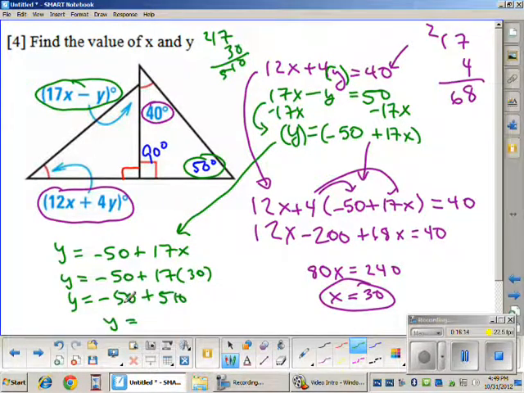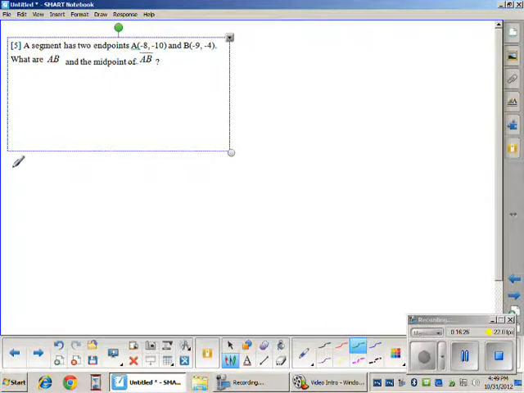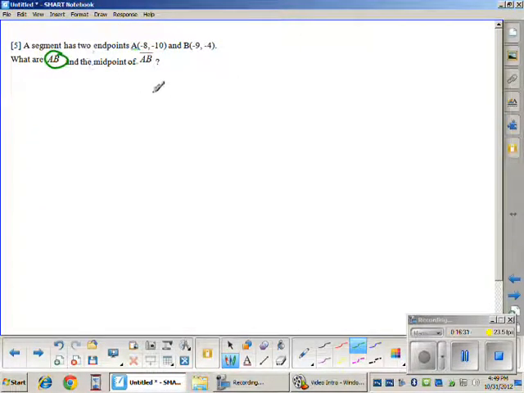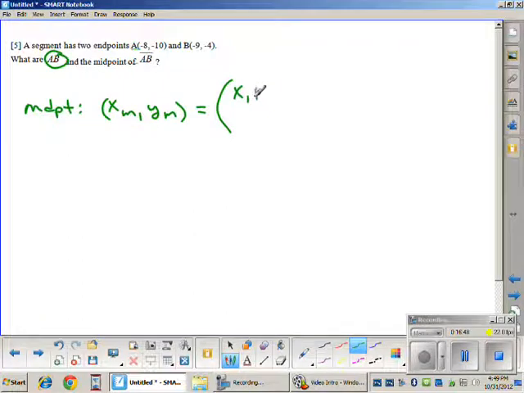Okay, so a segment has two endpoints, (-8, -10) and (-9, -4). What are AB? That's going to be the distance AB and the midpoint of this. I don't know which one I want to find first, but I'm partial to finding the midpoint. If I'm finding the midpoint, I know it's just averaging. The x value and the y value of the midpoint can be calculated separately in this equation as x1 plus x2 divided by 2, which is the average of the x's, and y1 plus y2 divided by 2, which is the average of the y's. So if I call this my point 1 and this is my point 2, that allows me to do some very quick substitution.